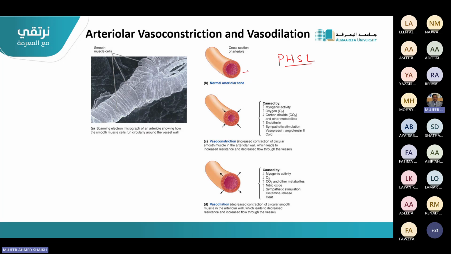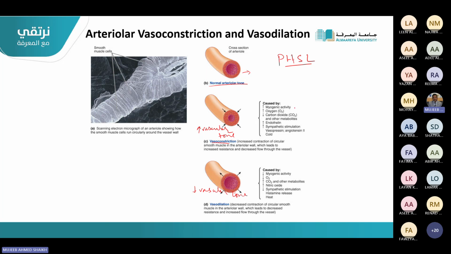The normal size of the vessel we call normal arteriolar tone. Vasoconstriction means there is a decrease in the size or an increase in the vascular tone. And increase in the size, when it is dilated, vasodilatation, is a decrease in the vascular tone. So tone decreases and the vessel becomes dilated.